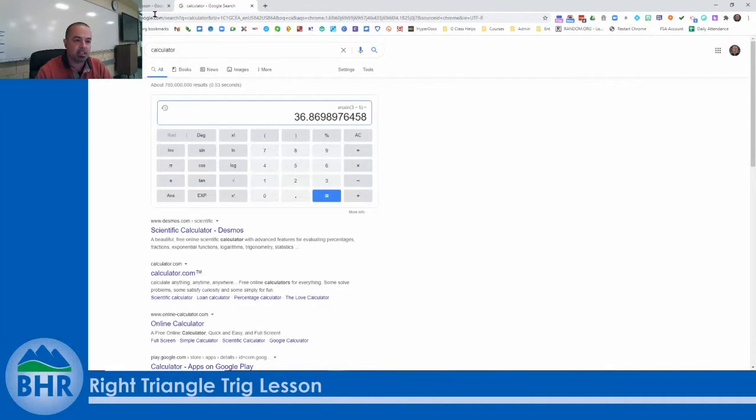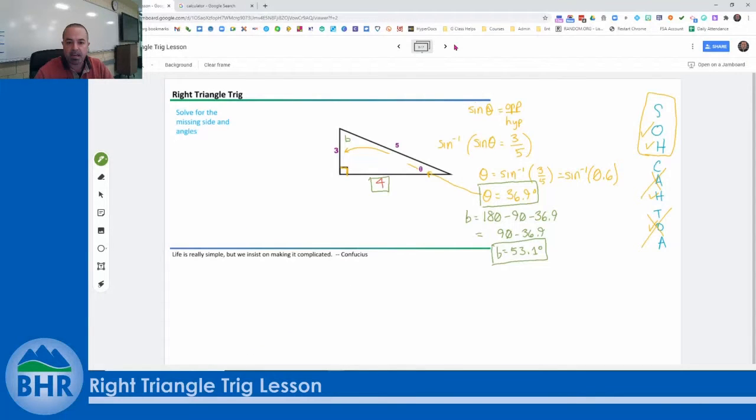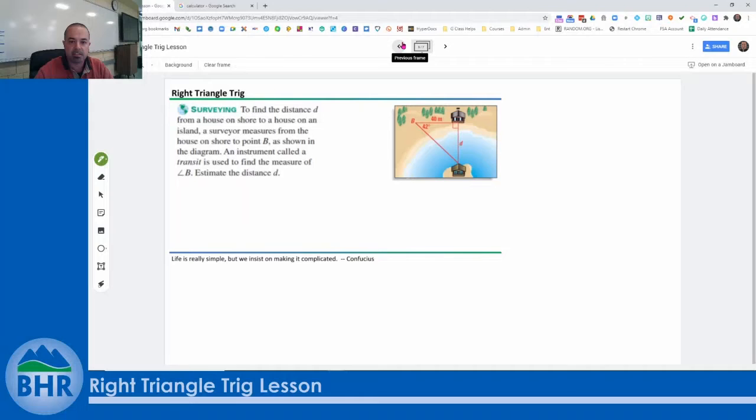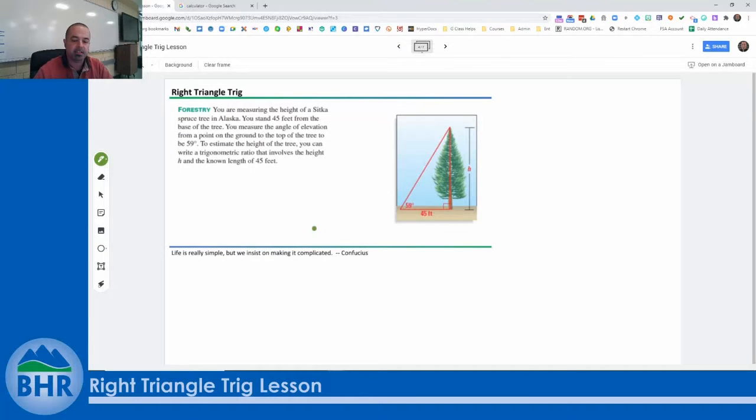Okay? So coming back to the Jamboard here, let's move on to the next problem. Let's see if we can just do this one time. All right. There we go. So now I have a tree, and I need to figure out its height. I'm going to write down SOHCAHTOA, and I'm going to go about figuring out what information I have.